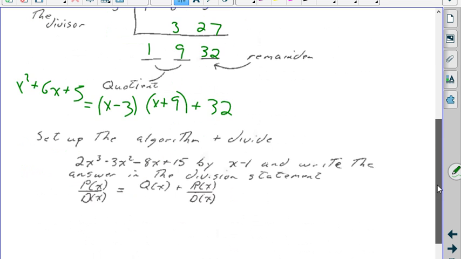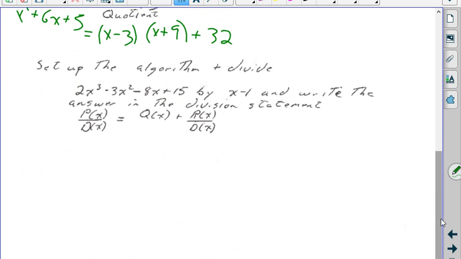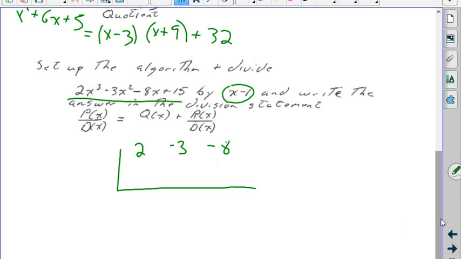So let's just quickly do this one. We are dividing by x minus 1, and we have this as our dividend. It's in decreasing order. It goes x cubed, x squared, x, and then constant. So writing only the coefficients in my box, the 0 of x minus 1 is 1.